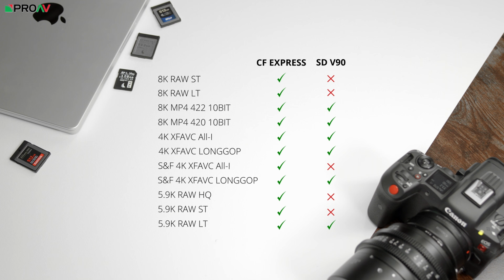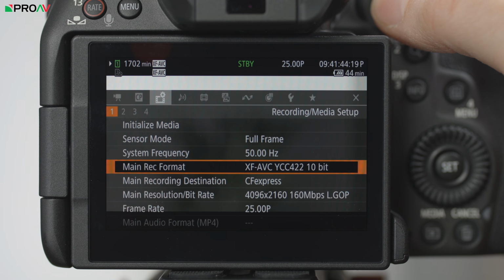On the R5c we get XF-AVC. That's the same codec as we know from their cinema EOS cameras. Every post house should be familiar with that codec by now, and it's just going to mean that the R5c is accepted within that professional post-production environment. It's so much easier than the R5 was.